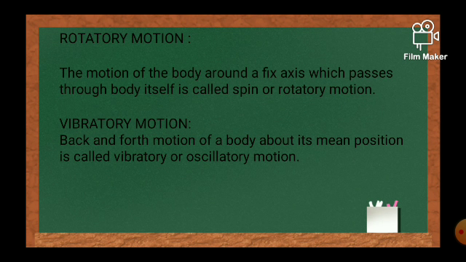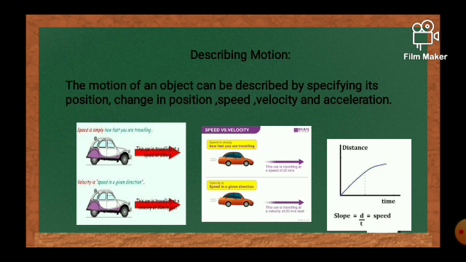Well, guys, now we are going to describe more about motion. The motion of an object can be described by specifying its position, change in position, speed, velocity, and acceleration. Specifying its position and change in position means that we are going to describe the motion which changes its position and the motion which is still in constant position. Speed and velocity you people know very well from childhood. Everyone knows that. Well, let's see.